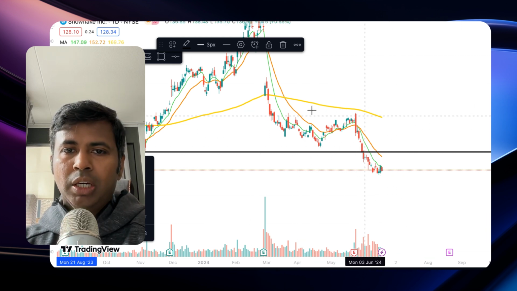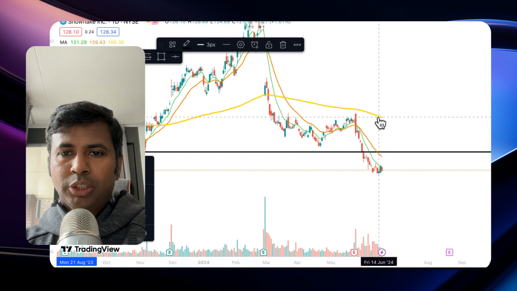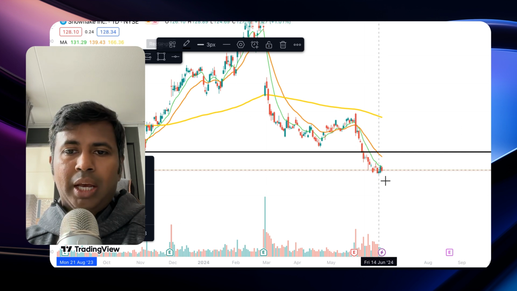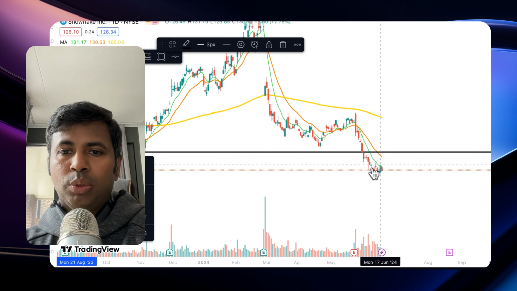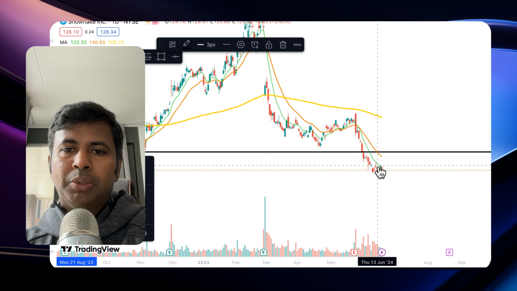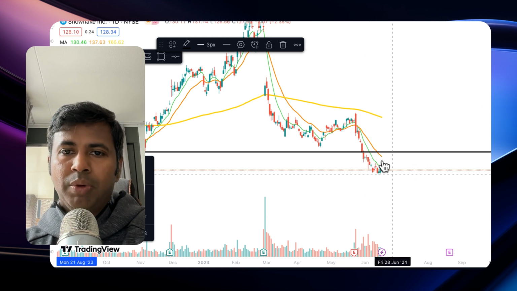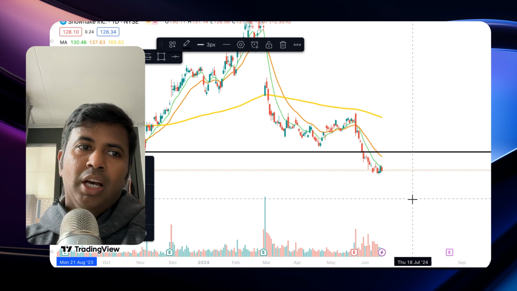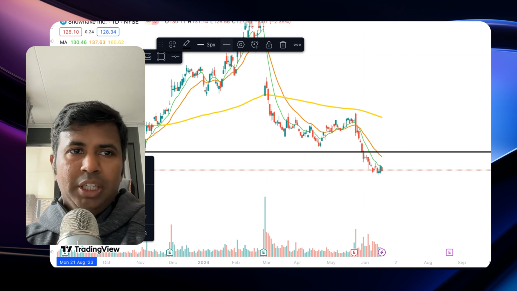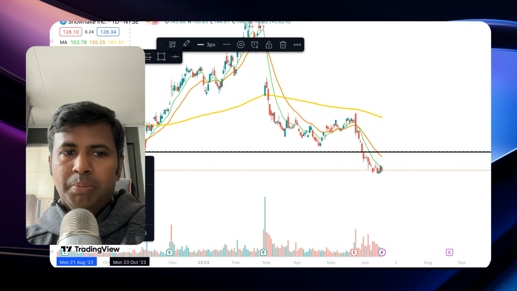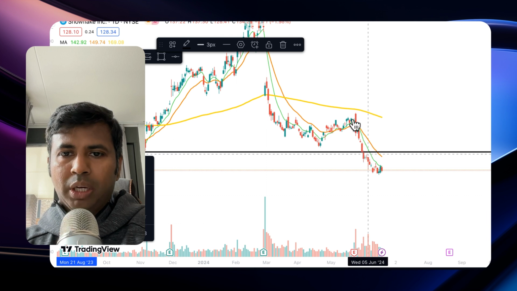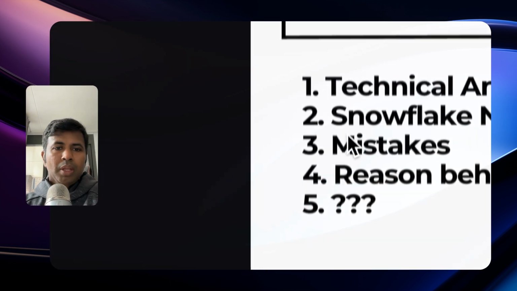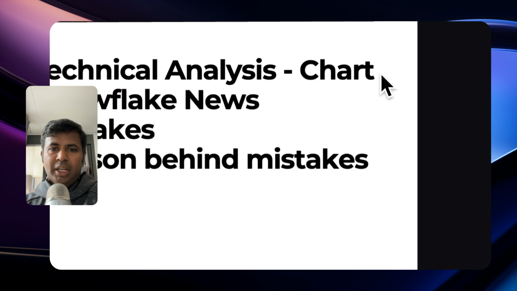So this is a very weak chart. The price is below its 200-day moving average and also below its 9 and 21-day moving averages. So from a technical analysis perspective, the price action is very weak, and it has strong momentum in the downward direction. So that is the technical analysis. It has broken down a major support, and selling pressure is very high. So we have covered the technical analysis of the chart.